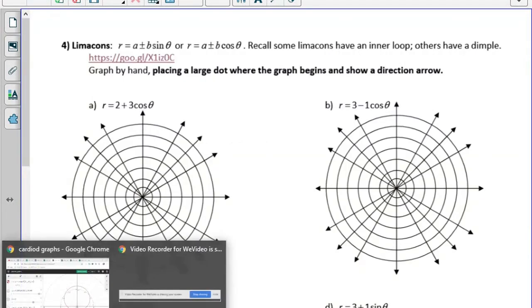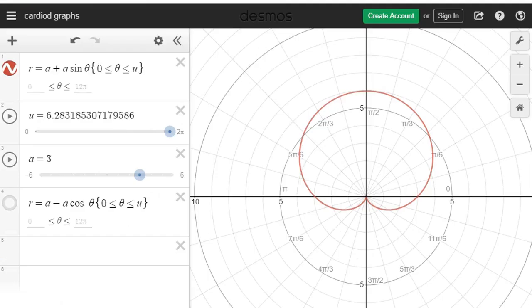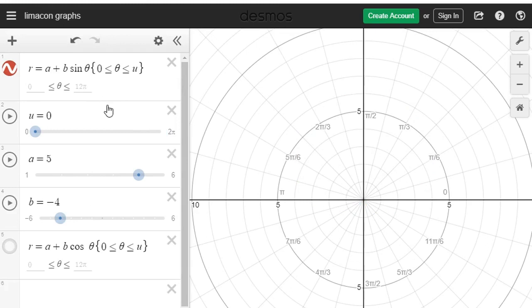Okay, Limaçons. r equals a plus or minus b sine theta, or r equals a plus or minus b cosine theta. Recall that some have an inner loop and others have a dimple from pre-calculus. Notice that you're going to place a large dot where the graph begins, so hopefully you're doing that. Limaçons. 2 plus 3 cosine theta.